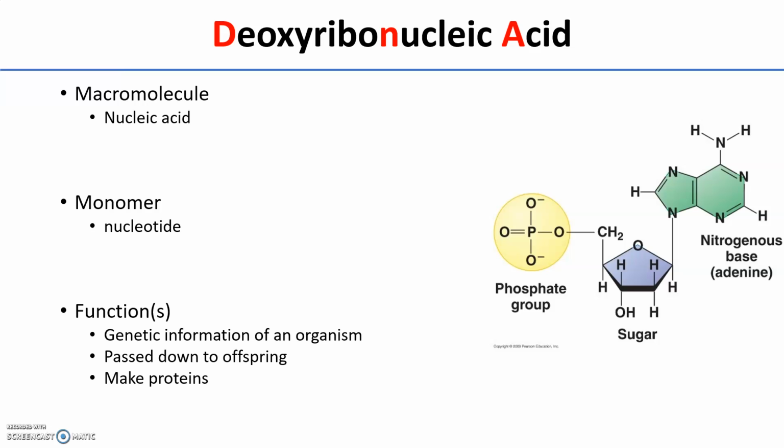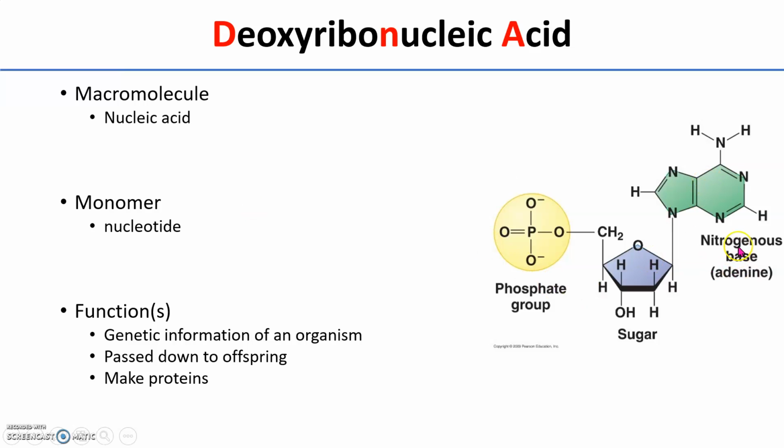And then what does DNA do? We know it's found in the nucleus of all eukaryotic cells, right? And it serves as the genetic information of an organism. It makes you who you are. It makes you look the way you look. It codes for the traits and the proteins that you need. Then this DNA is passed down from parents to offspring.